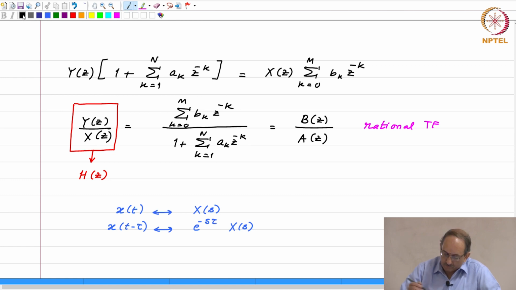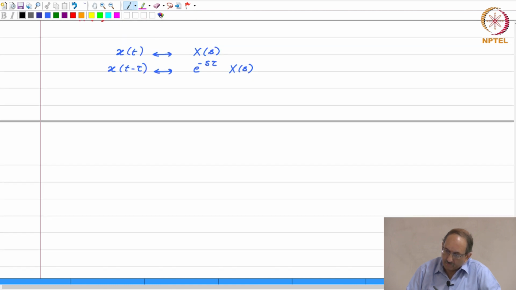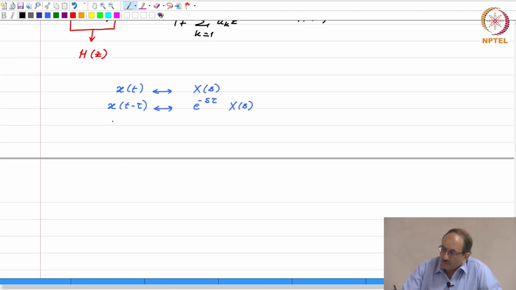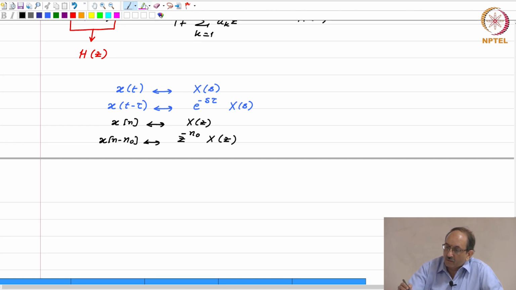On the other hand, if you had x(n), which has transform X(z), then x(n minus n naught) is z to the minus n naught times X(z). Here the delay element has transfer function z to the minus n naught.